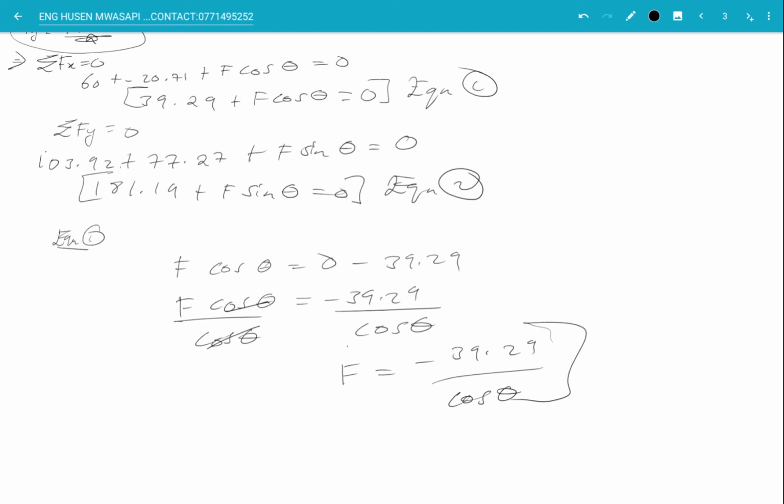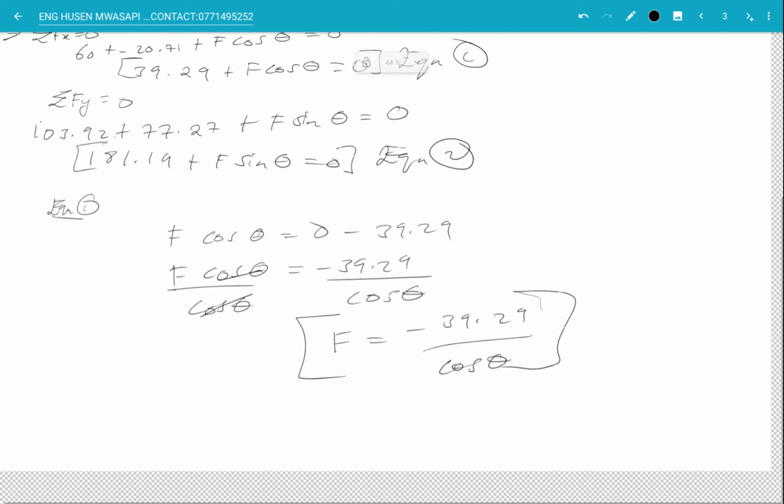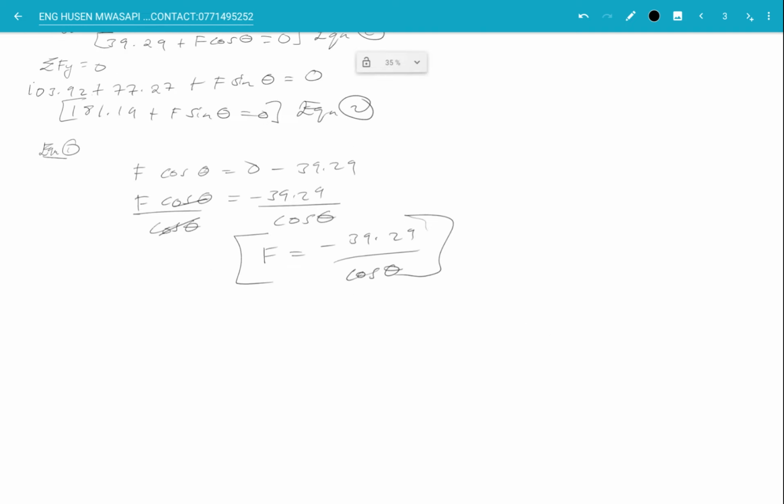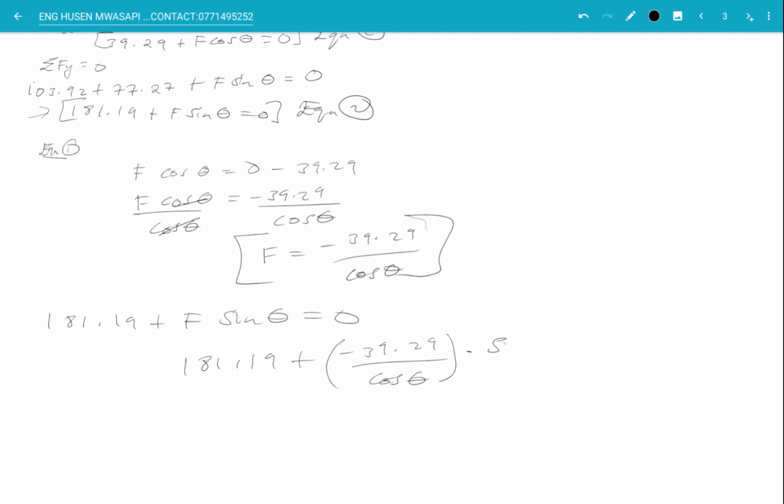So now I know the value of F. I can use equation 2 and put the value of F wherever there is F. So equation 2 is here. I'll pick it from there: 181.19 plus F sin theta is equal to 0. So 181.19 plus, what's the value of F? It's minus 39.29 over cos theta, and this is being multiplied by sin theta.